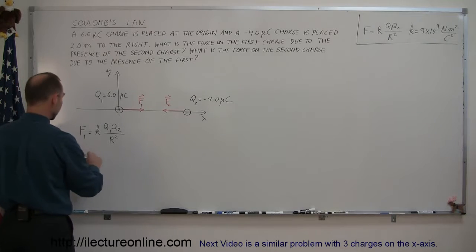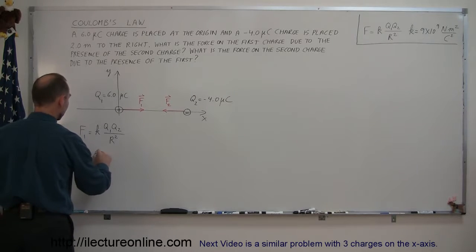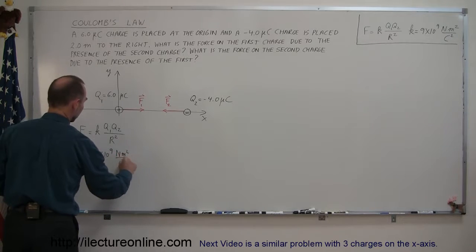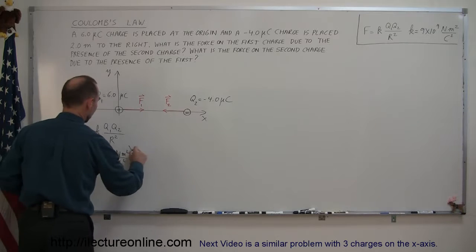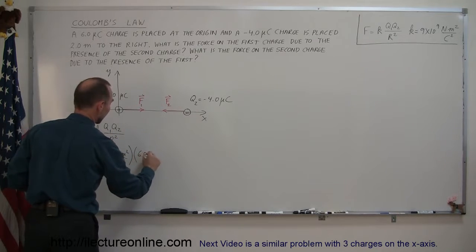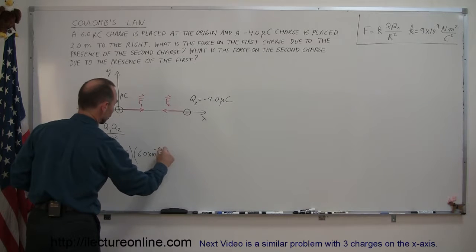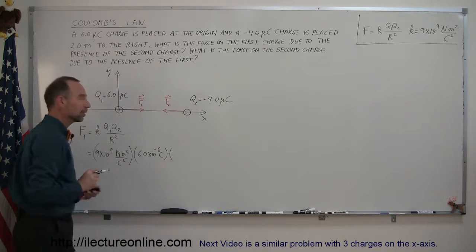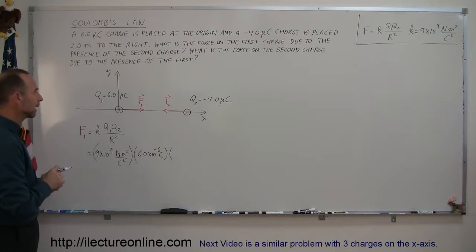Now we plug in the numbers. So this is equal to K, which is 9 times 10 to the 9th newton meters squared per coulomb squared, times the magnitude of the first charge, which is 6.0 times 10 to the minus 6 coulombs. The magnitude of the second charge. Now here you say, well, there's a negative there. Shouldn't I put a negative in?